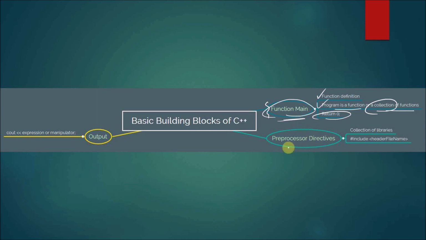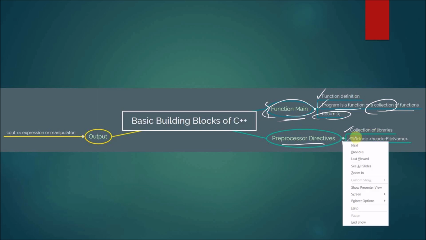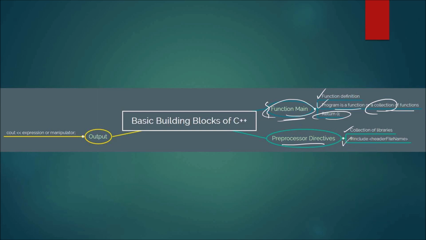In your programs, you'll also have what are known as preprocessor directives. Preprocessor directives basically are a collection of libraries that contain pre-written functions that you can call on. All right. Therefore, you don't have to write them. In order to access them, you have to include #include and then the header file name in your program.